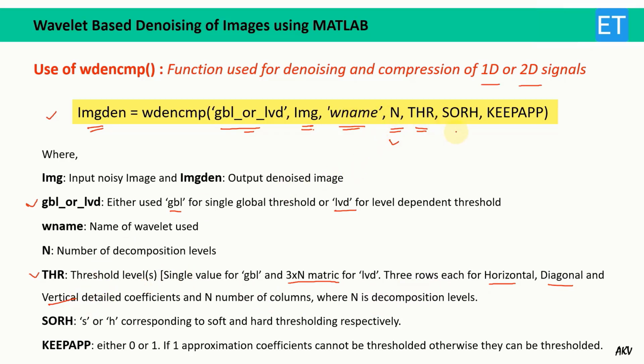S or H. S or H is the type of thresholding. Either you will write S or H, that's corresponding to the soft and hard thresholding. Now keepapp is either 0 or 1. If you write 1, it means the approximation coefficient will remain unchanged. Only the detail coefficients will be thresholded. There will be no thresholding of approximation coefficients. Otherwise, they can be thresholded.